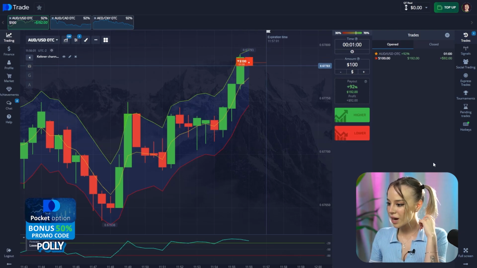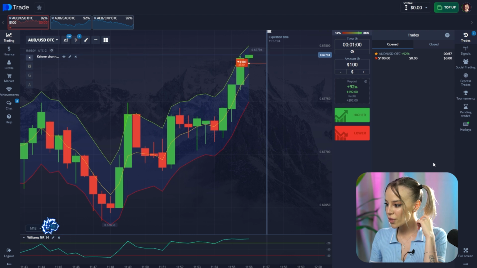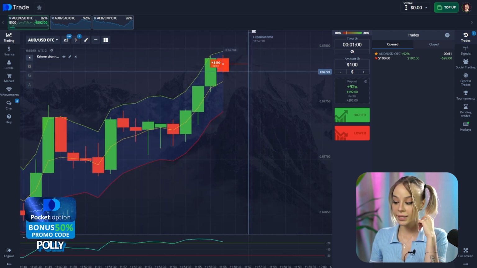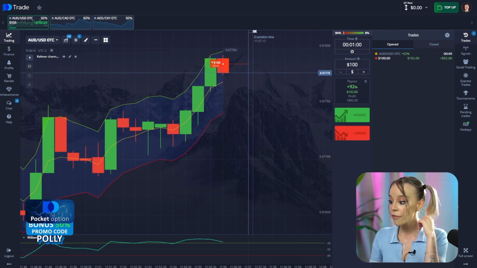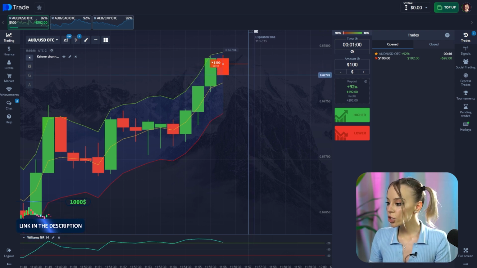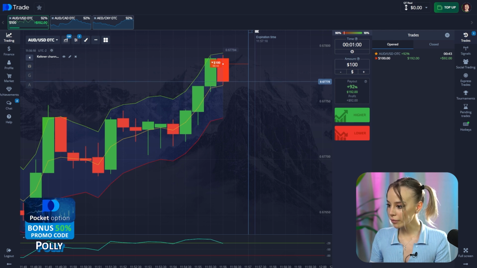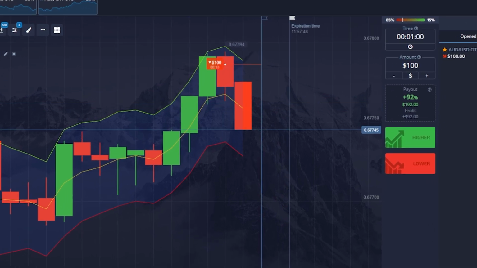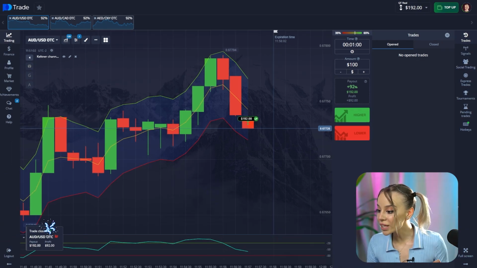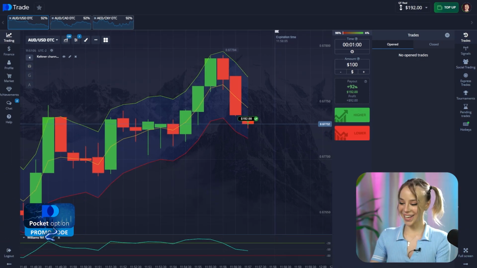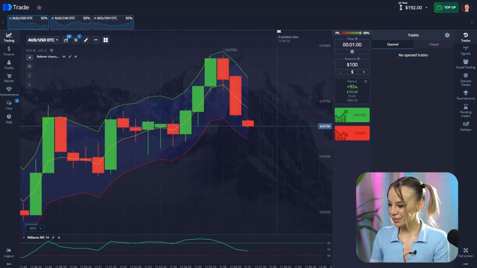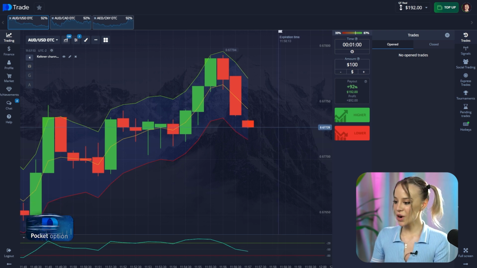Okay, we start with 100. We're in the overbought zone on the Williams oscillator. At the same time, it starts to roll down and the candle is pushing off the upper boundary of the channel. Short option. And let's see what's happening. $192. Okay, guys. Well, great result. The first deal is great.